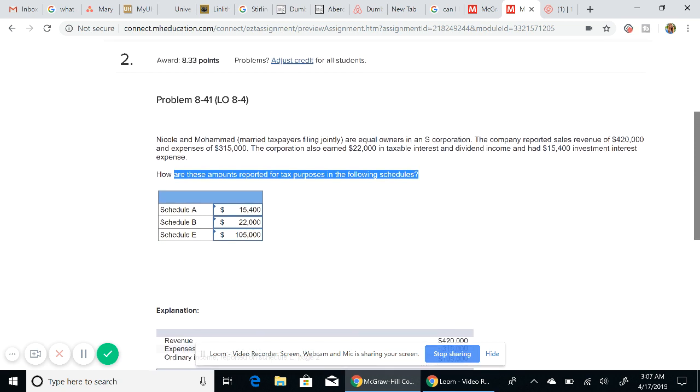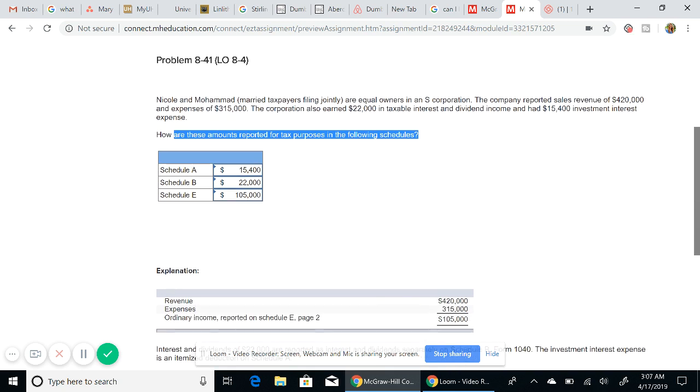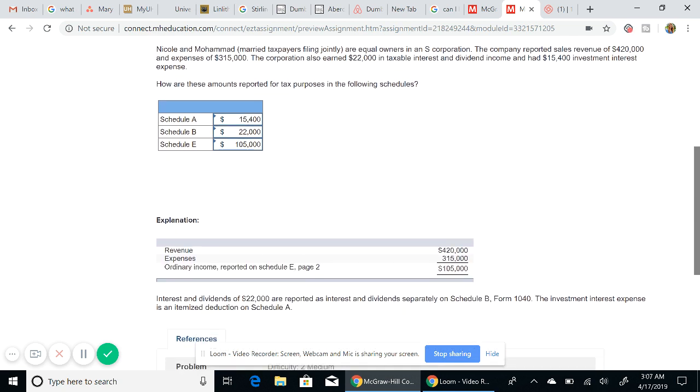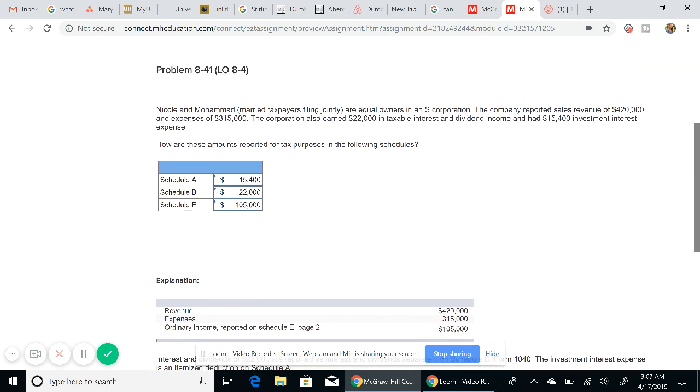And what amount ends up being reported? So we can see for Schedule E, that's going to be the pass-through income: revenue $420, expenses $315, and so it's going to be net income of $105 reported on each schedule. Interest and dividends on Schedule B, which they gave us, $22,000, and Schedule A, $15,400 of investment interest. So they just want you to realize that you can deduct investment interest on Schedule A up to the amount of investment income reported on Schedule B.